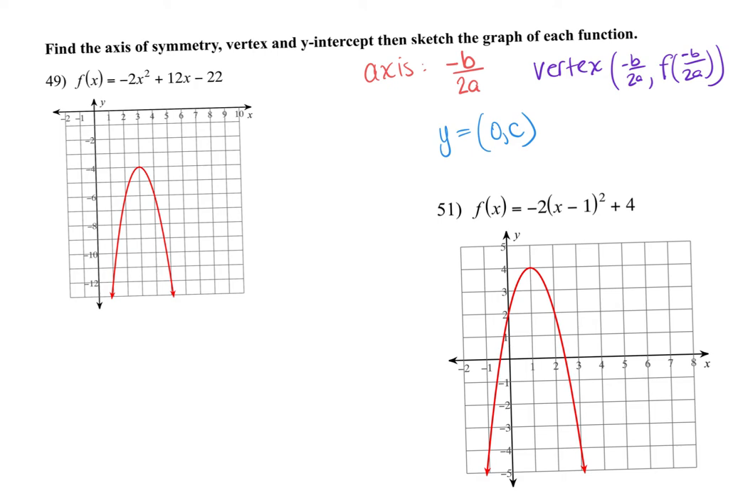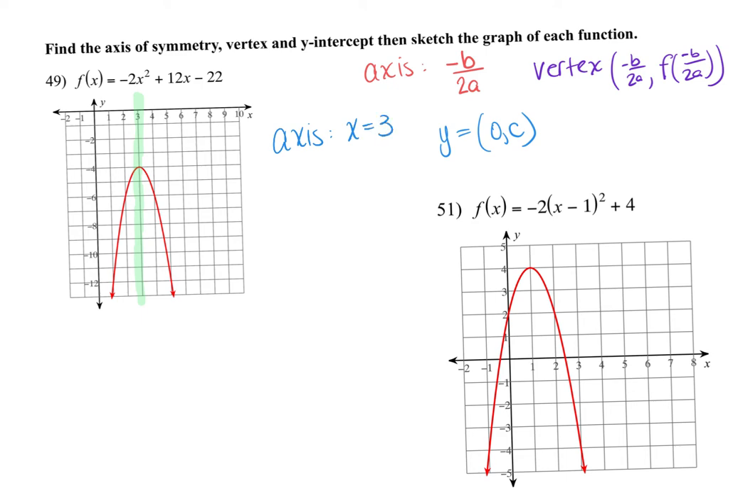And so that's pretty straightforward. Negative b over 2a yields a 3. So you'll notice that my axis of symmetry is right here at positive 3, right? 12 over negative 4, positive 3, okay? So I would write axis then is x equals 3.